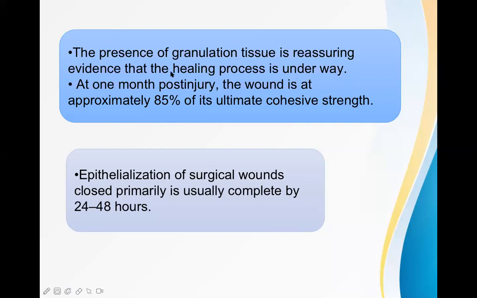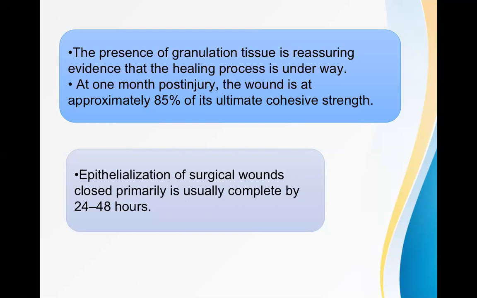That is the meaning. At 1 month post-injury, the wound is at approximately 85% of its ultimate cohesive strength. Still 15% is left, and that 15% strength is attained over a long period of time. But the person can manage with 85% cohesive strength of the wound. Epithelialization of a surgical wound closed primarily is usually complete by 24 to 48 hours. Later on, we'll talk about wound healing by primary intention and by secondary intention. And during that time, it will be quite clear what I'm talking about here.